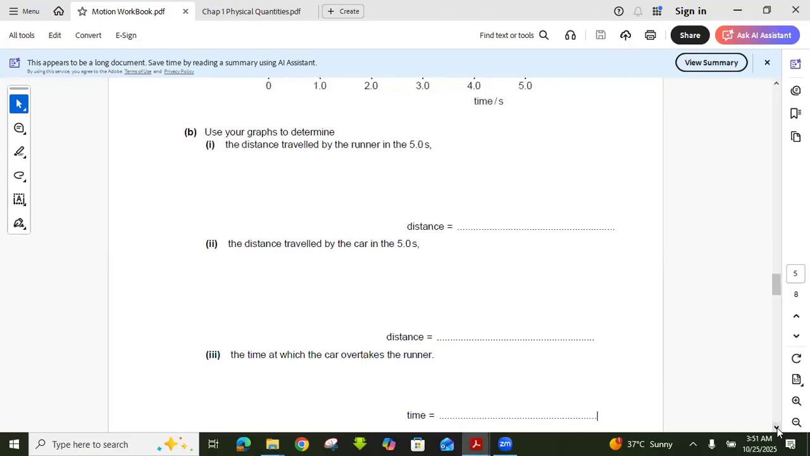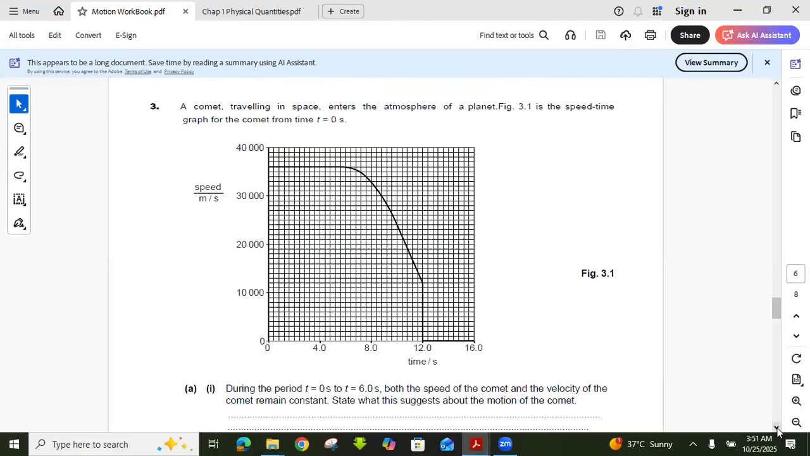Okay. So this is a 1 mark question. Now let's come to question number 3. A comet traveling in space enters the atmosphere of a planet. Figure 3.1 is the speed-time graph for the comet from time t = 0 seconds. So that is the time at which the comet comes into the atmosphere of a planet.